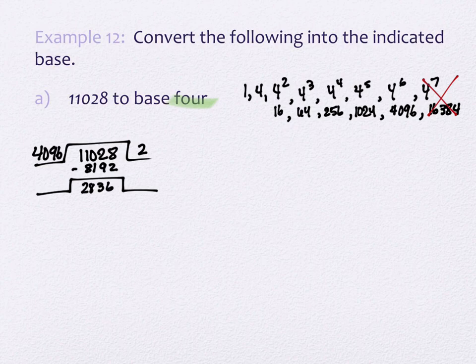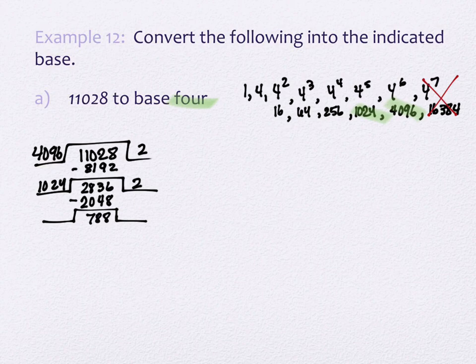$28.36. Okay, and then we go down the list. So going down the list, I've taken care of 4096. Now I need to do 1024. How many times will 1024 go into 2836? Twice. So I can multiply that one. That's 2048, and I can subtract. What do you get when you subtract 2836 minus 2048? 788.